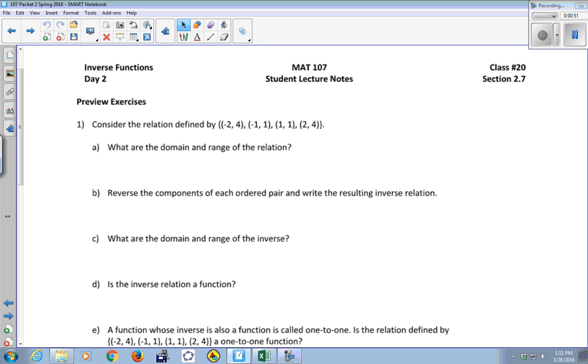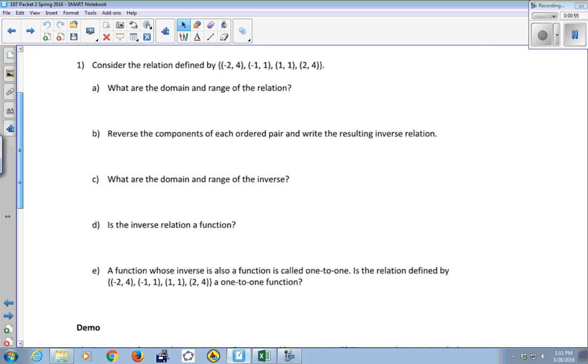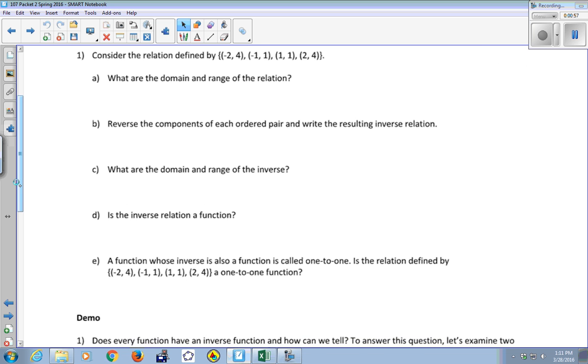Okay, so let's go through the preview exercises. There was some really good discussion here in terms of the preview exercises. So I have a relation that's defined by just 4 points. Okay, so what is the domain of this relation?